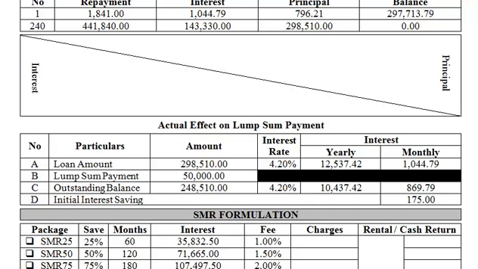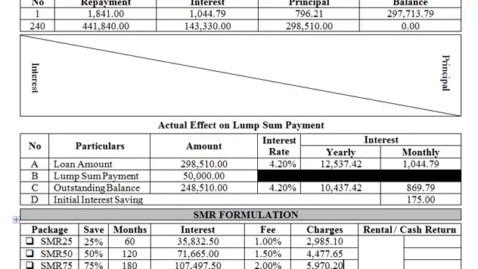The charges for SMR 25, the 1% would be based on the 298,510 outstanding balance. Then the fee will become 2,985 ringgit and 10 cents. SMR 50 will become 4,477 ringgit and 65 cents. SMR 75 will become 5,970 ringgit and 20 cents.